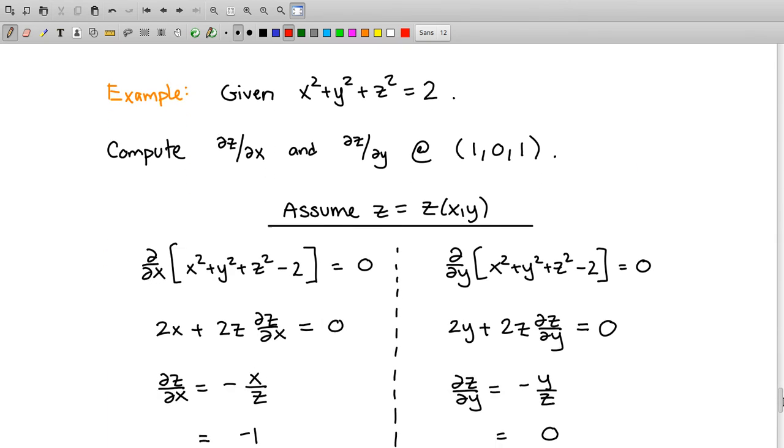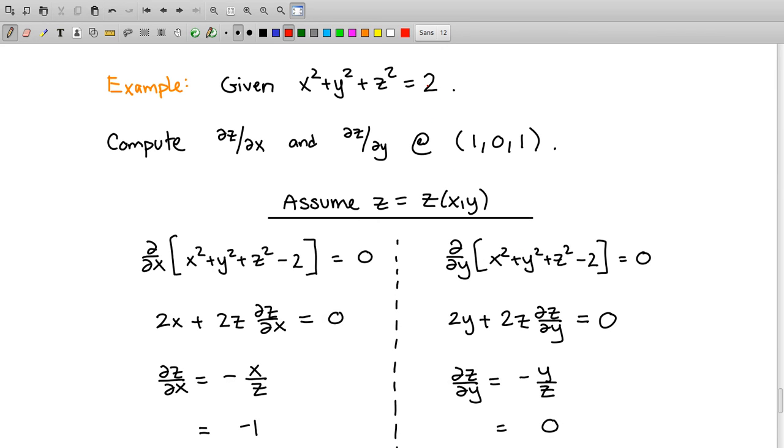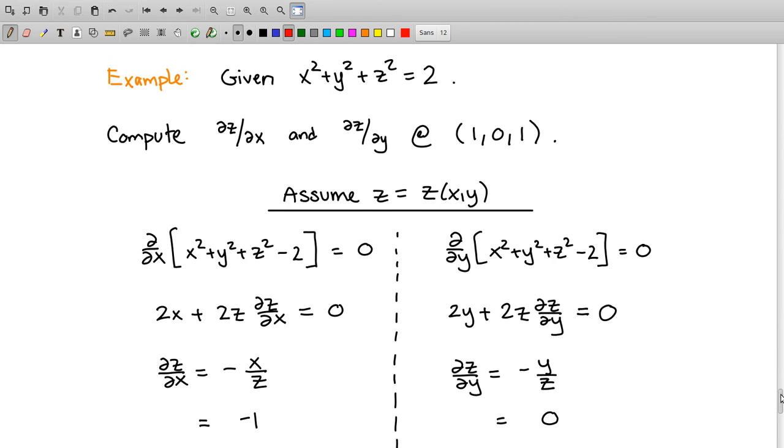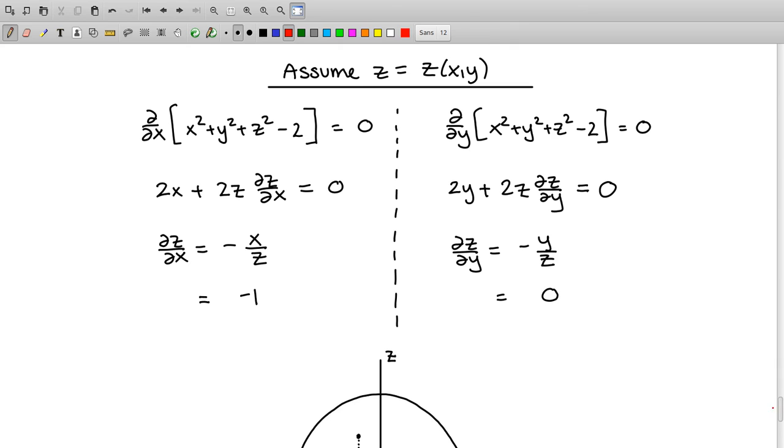Let's conclude with an example. Again, this is a sphere of radius square root of 2, and it says compute the rate of change of z with respect to x and the rate of change of z with respect to y at the point on the sphere (1, 0, 1), which is above the x-axis a little ways down the face of the sphere. So I'm assuming z depends on x and y locally at the point (1, 0, 1). I take the x derivative of both sides to compute partial z partial x. What do I get there?